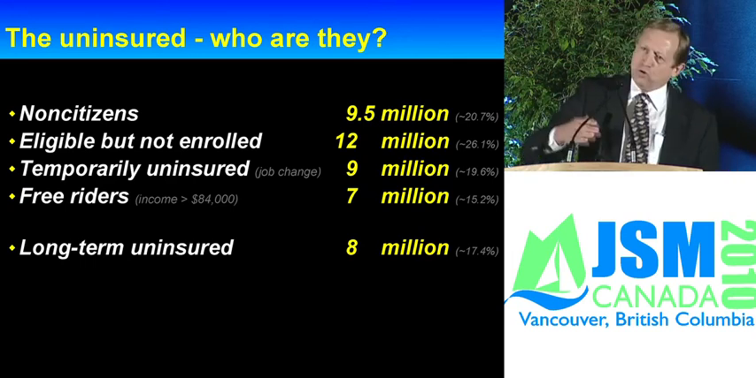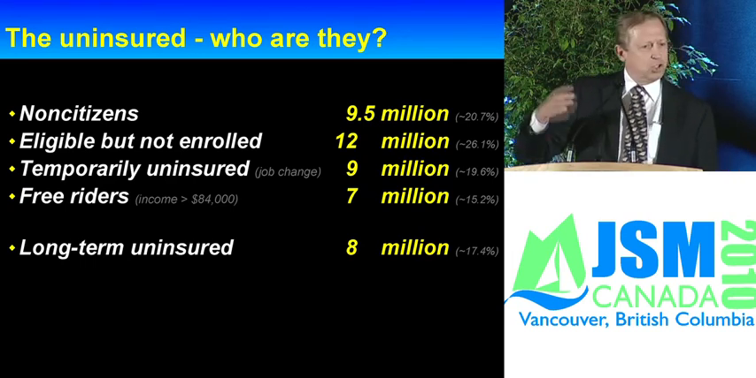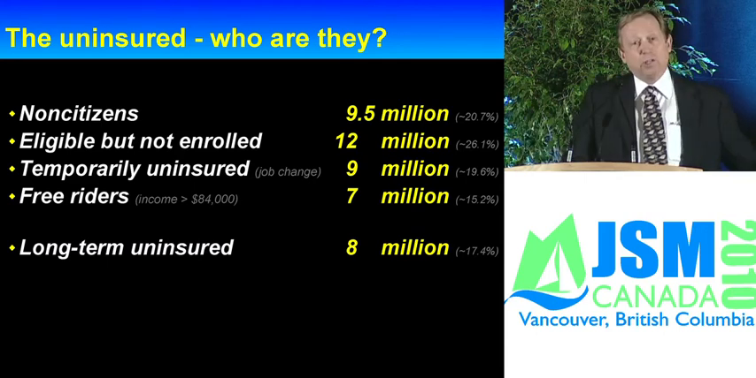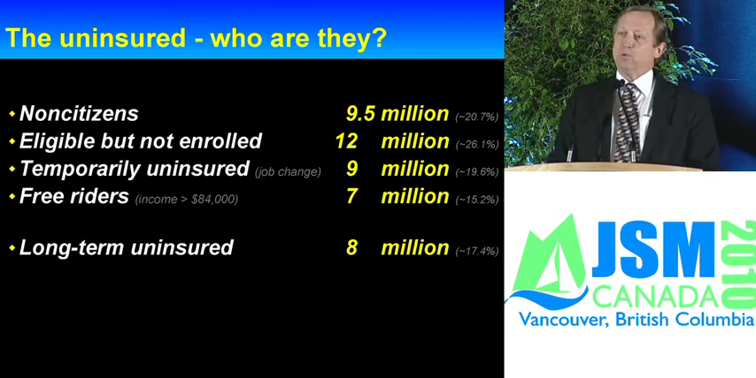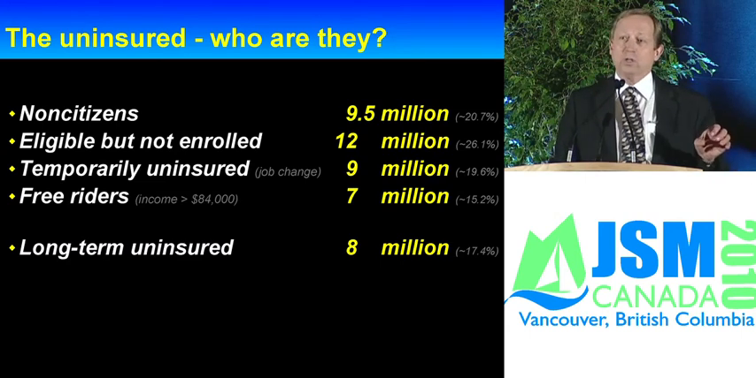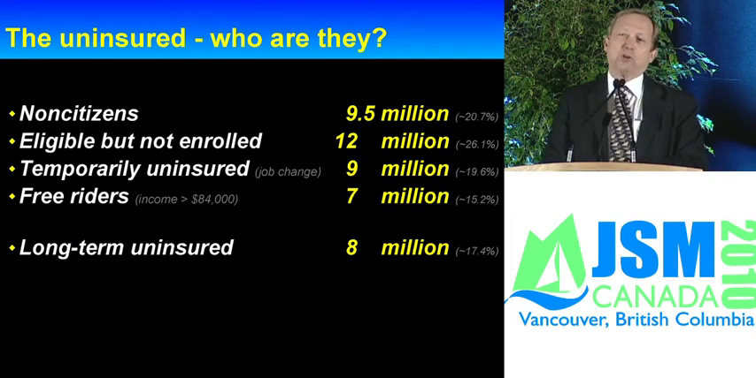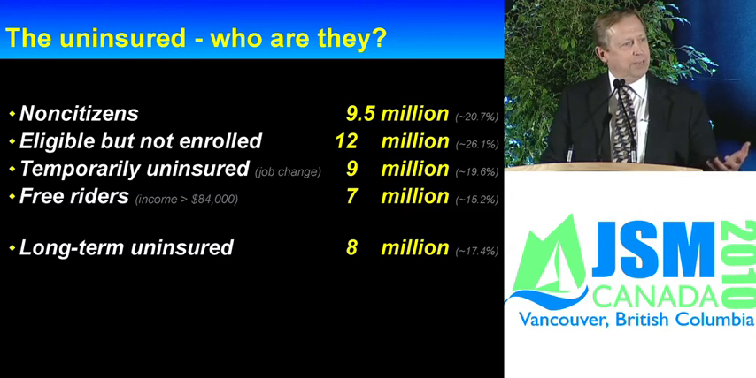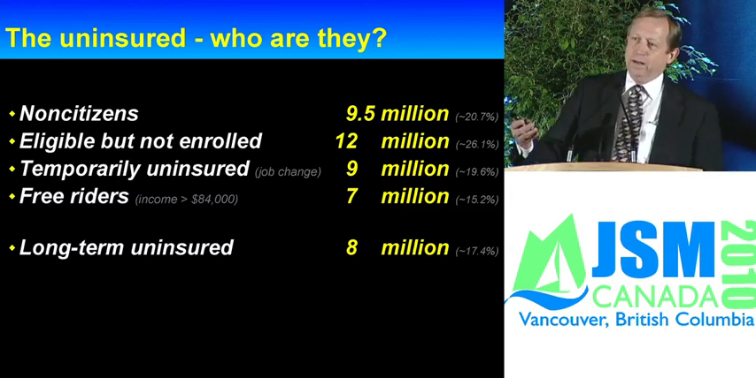These are people who are usually transitioning jobs out of insurance for an average of about 6 months, but then are able to re-enter the insurance market. Free riders, about 7 million. These are people with a personal income of greater than $84,000 per year. They could afford health insurance, but choose not to participate. They tend to be the indestructible young who just don't see a good return on investment from buying health insurance. It's too much expense compared to what they get.